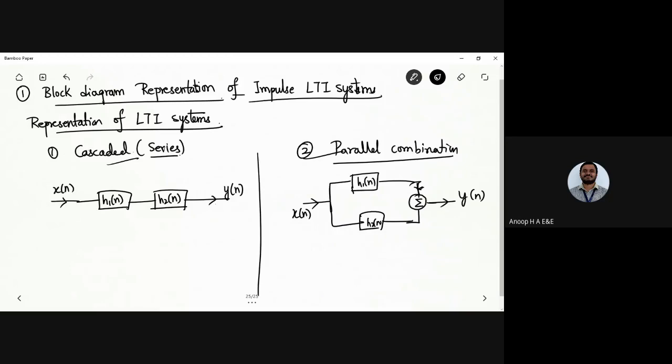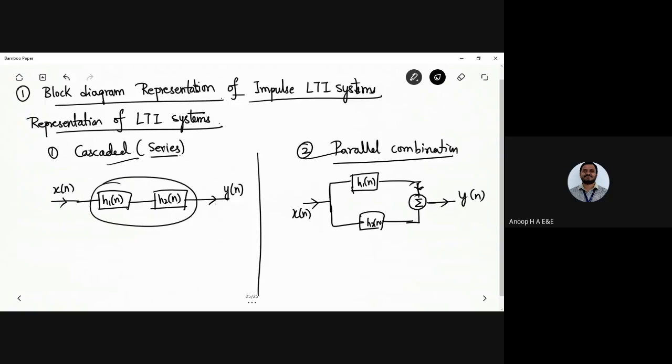So this is how I can represent the cascaded mode of connection for impulse responses H1 of n and H2 of n, which are generally called the subsystems. Next, the parallel combination, again with H1 of n and H2 of n, the impulse responses of the system. I want to understand quite clearly how these two blocks can be represented by one single block. That is one thing I need to be very clear about.